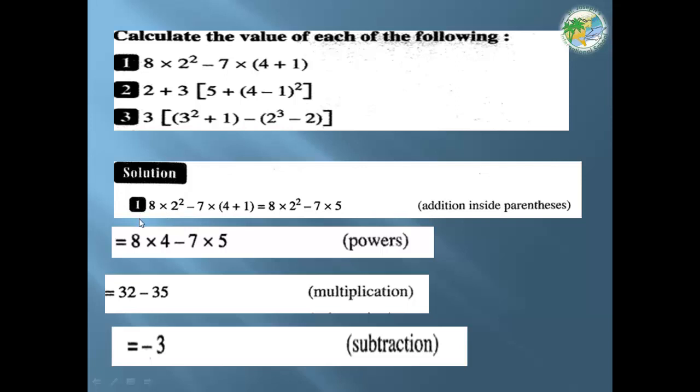Number 2, solve the power numbers. Then write 8 times 2 power 2 equals 4, minus 7 times 5. Multiplication or division from left to right. Then 8 times 4 is 32, minus 7 times 5 is 35, equals negative 3.